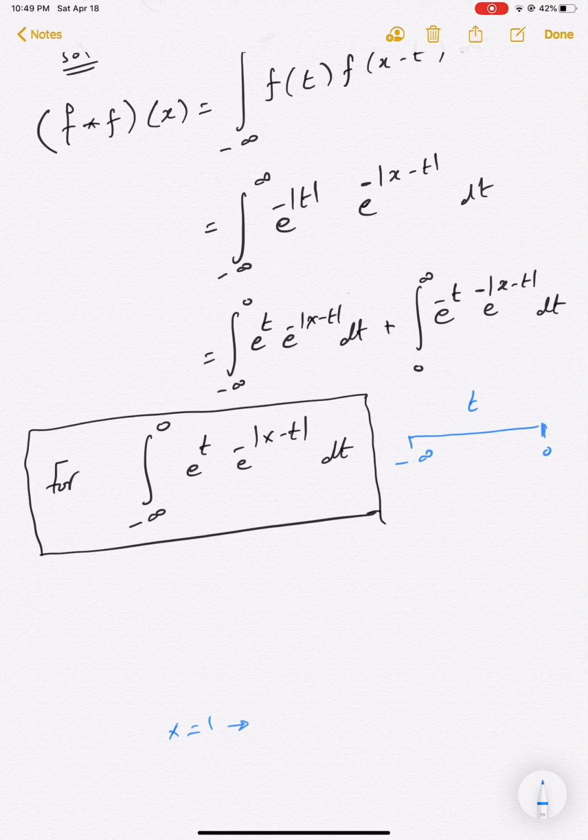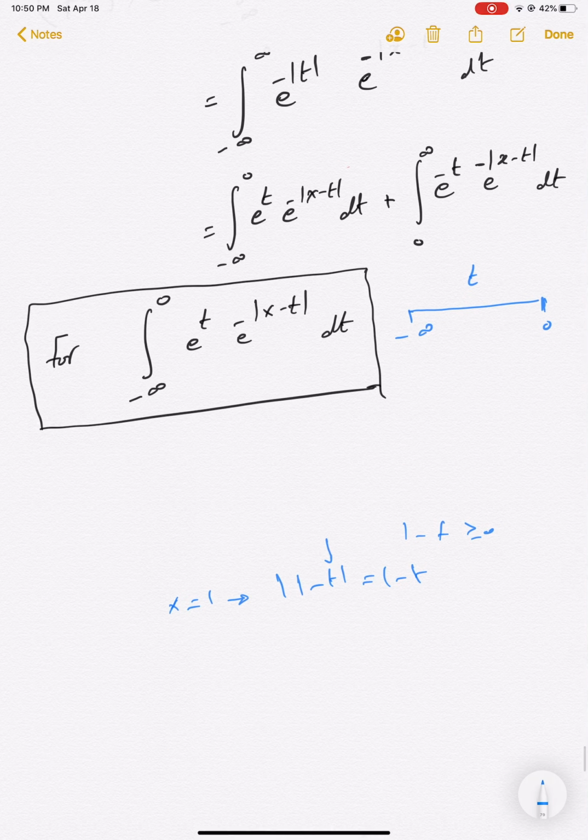Okay, so if x was 1, what is the absolute value of 1 minus t? Now for this particular integral, because I'm integrating from negative infinity to 0, the t values are negative. If the t values are negative, then 1 minus t is going to be positive, right? So in that case, the absolute value of 1 minus t is just 1 minus t, right? If x was positive, then you just get rid of the absolute value without changing anything.